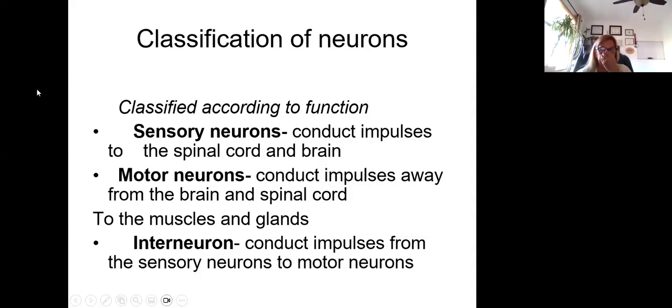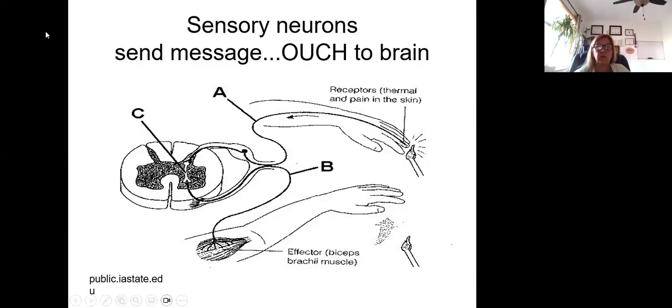Neurons are classified into three classifications: sensory neurons, motor neurons, and interneurons. Sensory neurons conduct impulses to the spinal cord and to the brain, so that's information going in. Motor neurons conduct impulses away from the brain and the spinal cord. And interneurons conduct impulses from the sensory neurons to the motor neurons.